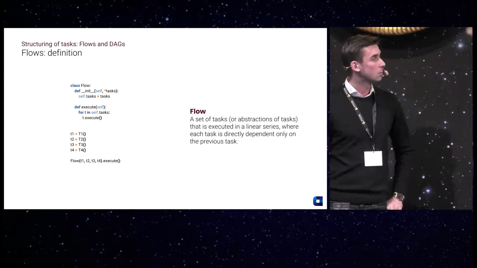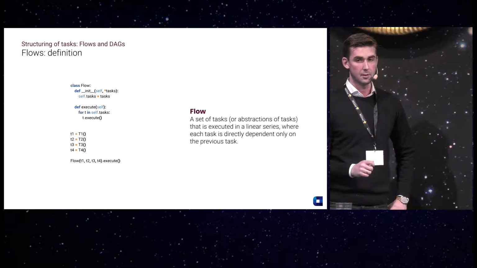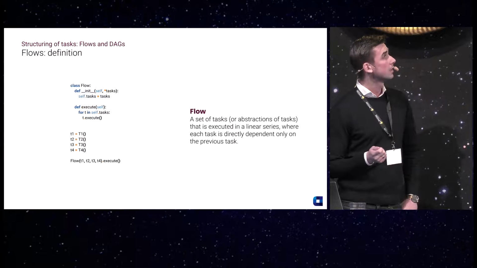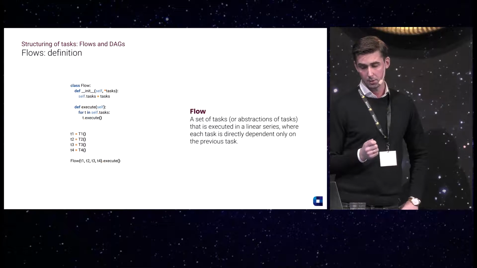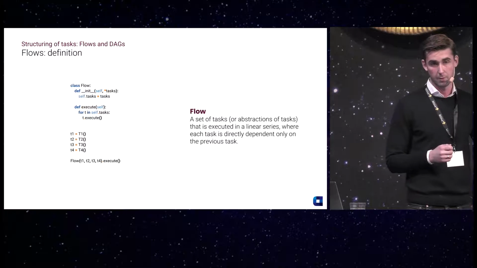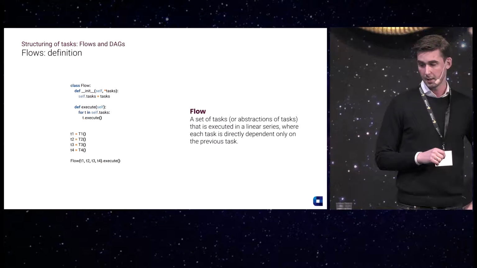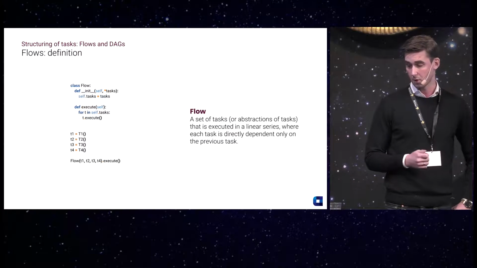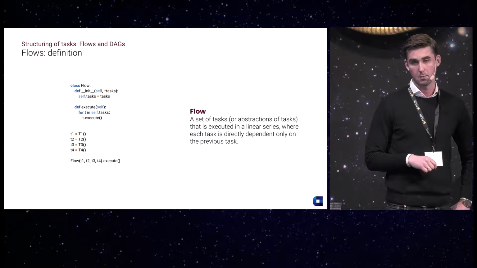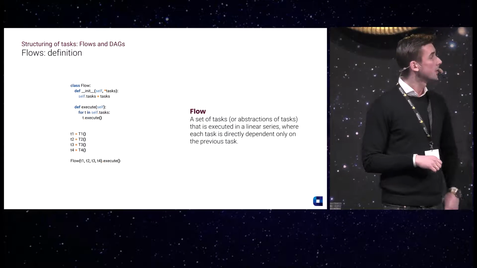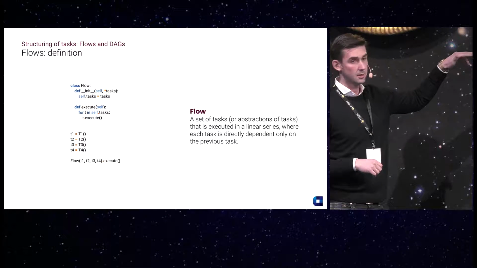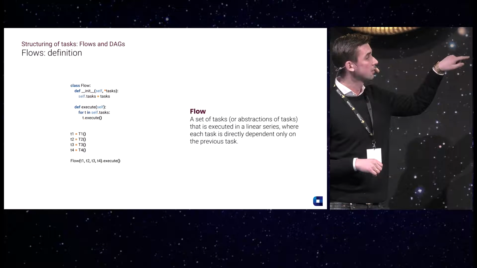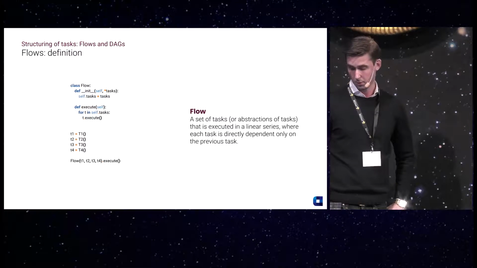And if you would like to implement this in a very naive way in Python code, this would be how you would do it. You create a class called flow, which takes a list of tasks, basically, and executes them in order. And then you can define 4 tasks, as in the example previously, chain them in a flow and execute it.